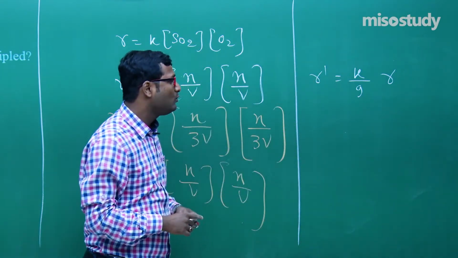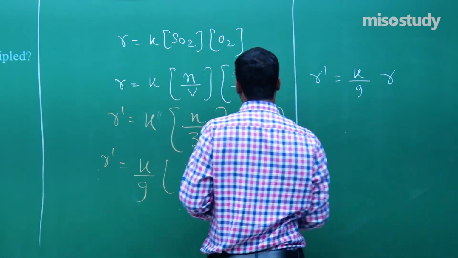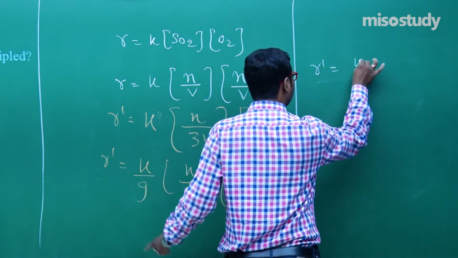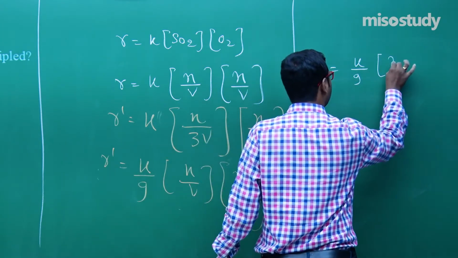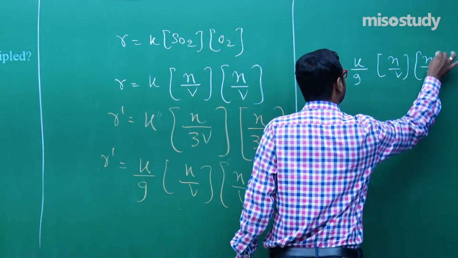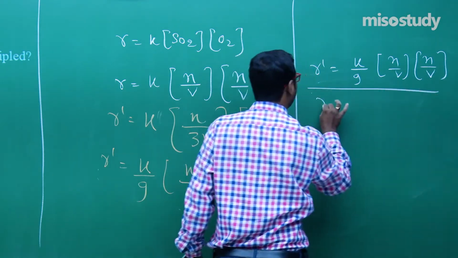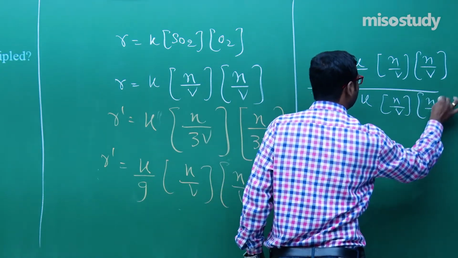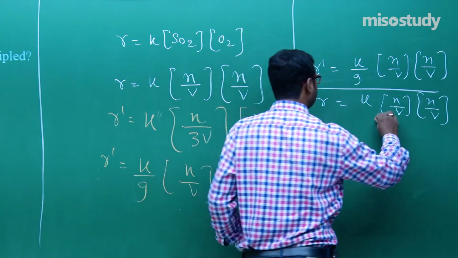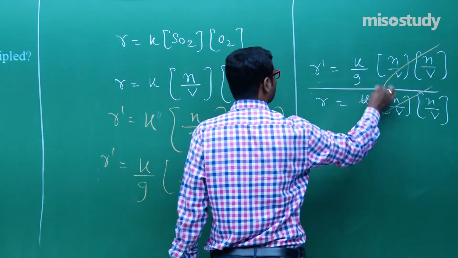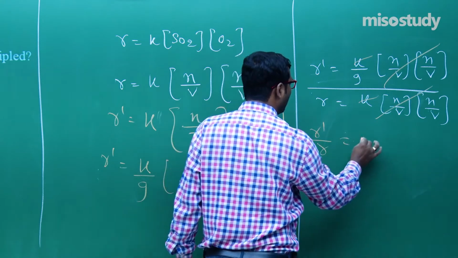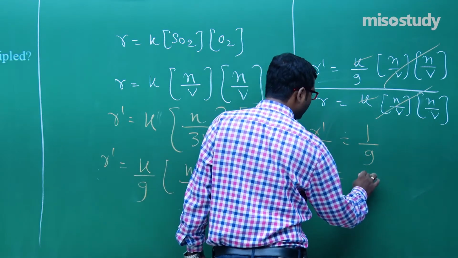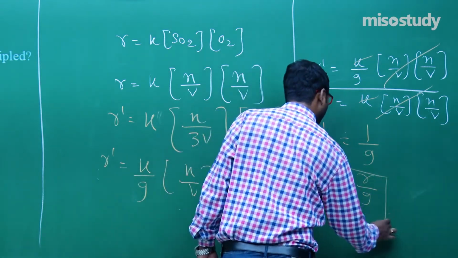That is, the new rate is 1 upon 9 times the initial rate. You can easily write it like this. The R dash expression is K upon 9 into n upon V into n upon V. Clear to you? Now divide by R, which is equal to K into n upon V into n upon V. Now what will happen? Sir, it is very simple. This will cancel this one and this will cancel this one. R dash upon R is equal to 1 upon 9. So the new R is equal to R upon 9, 1 by 9 times.